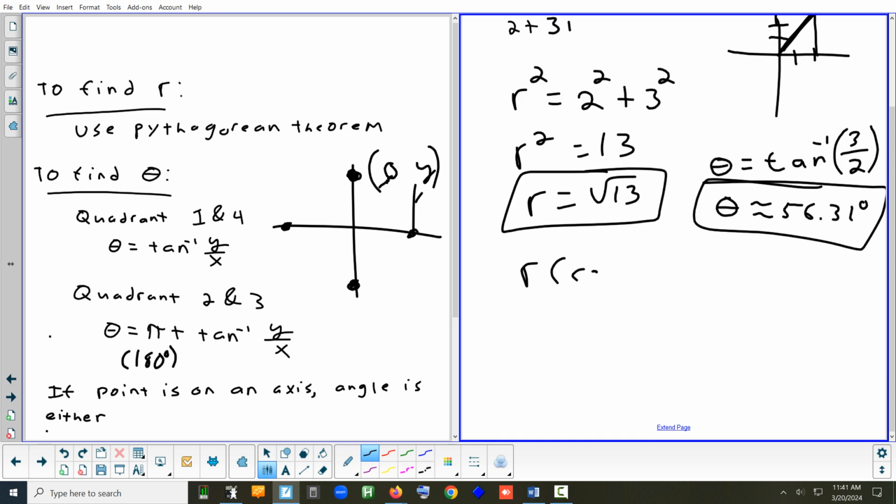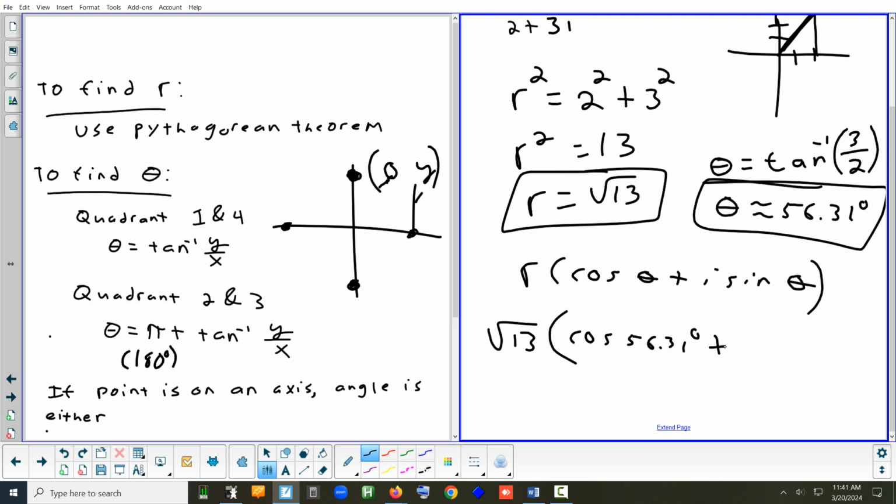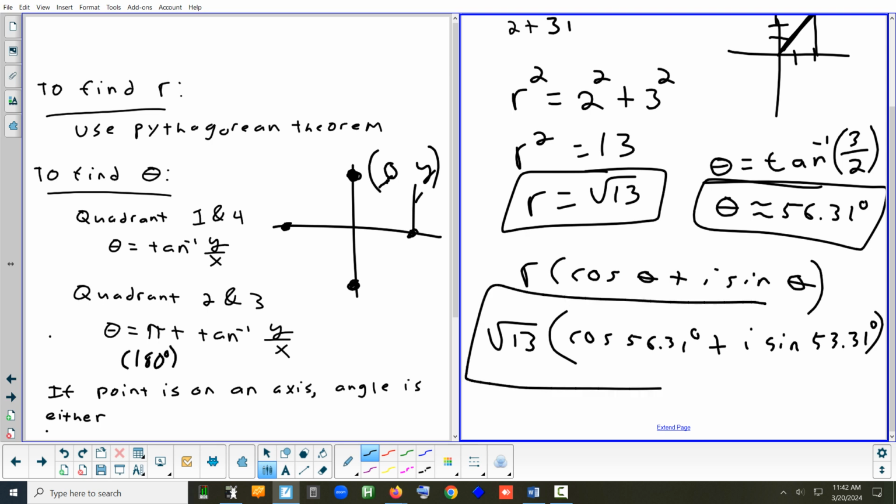Okay, so that's what you're filling into. So there's r, square root of 13, cosine 56.31 plus i sine 56.31. That's the final answer. It doesn't want us to simplify.